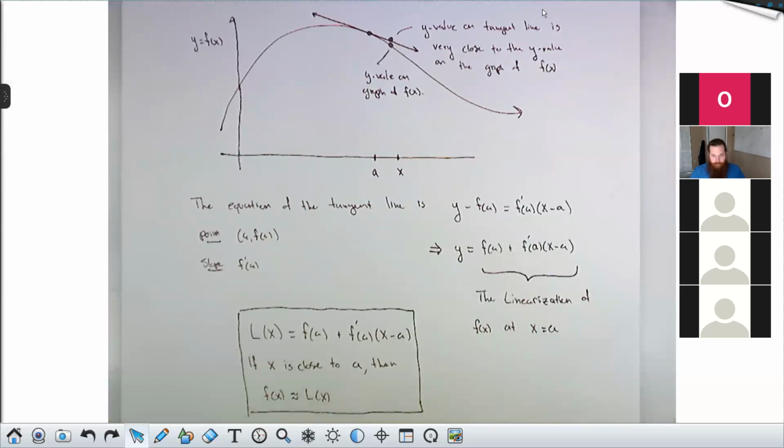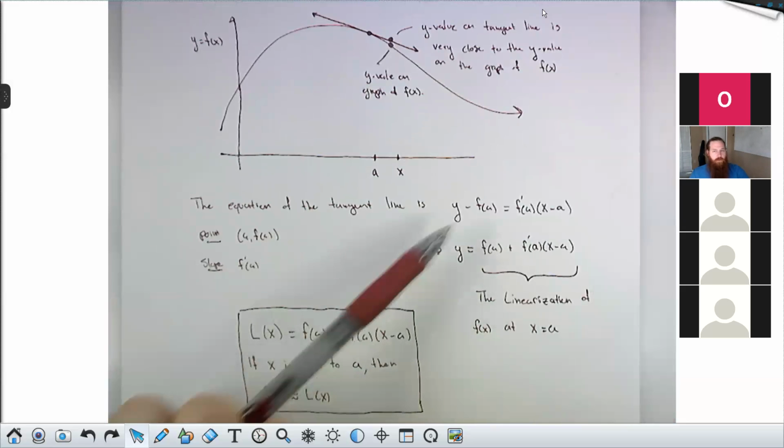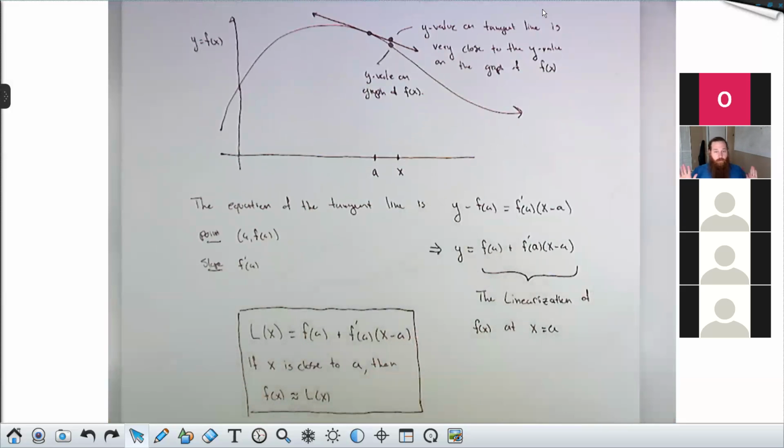So, this thing, the linearization, is just the equation of the tangent line solved for y. If you ever panic and you're like, I don't know what the linearization is, this thing's asking me to use a linearization, just remember, oh, it's the tangent line. Just find the tangent line. The magic is, because the tangent line stays close to the graph, the y values on the tangent line are very, very close to the y values on the graph.